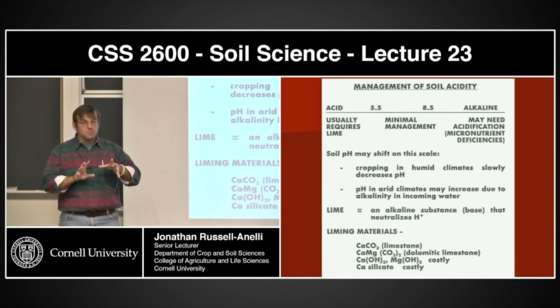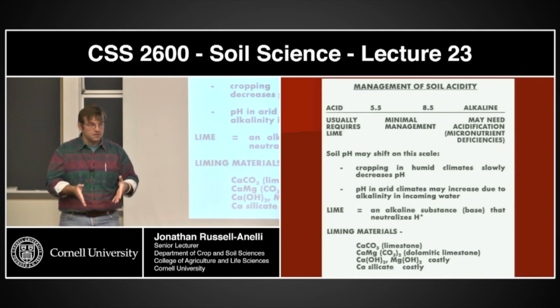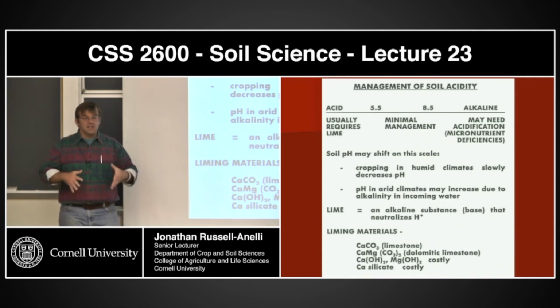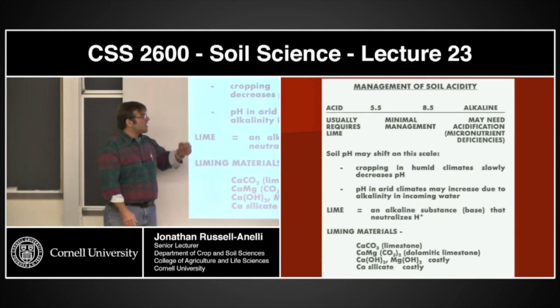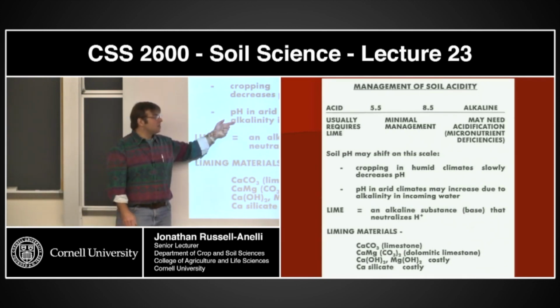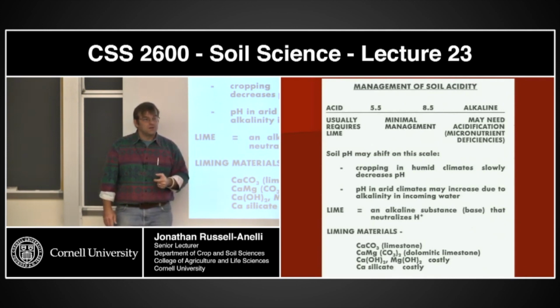And if I start removing bases, I no longer have the bases that can exchange on the cation exchange to, in essence, buffer the soil. So as a result, my pHs are going to start dropping. Now the truth is, even if I don't crop and I let it sit there for a couple thousand years, my pHs are going to start dropping because those bases sooner or later are going to be leached out of the system. pH in arid climates actually increases due to the alkalinity in incoming water.